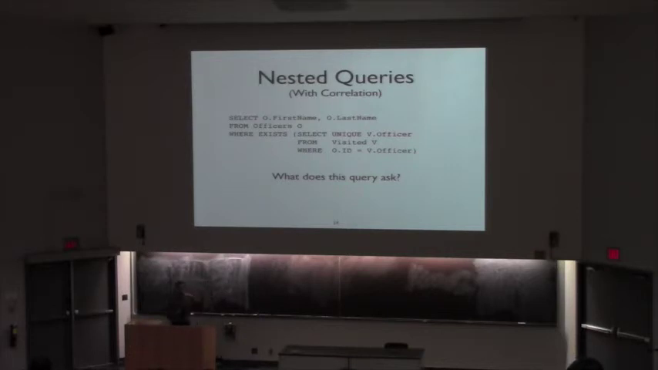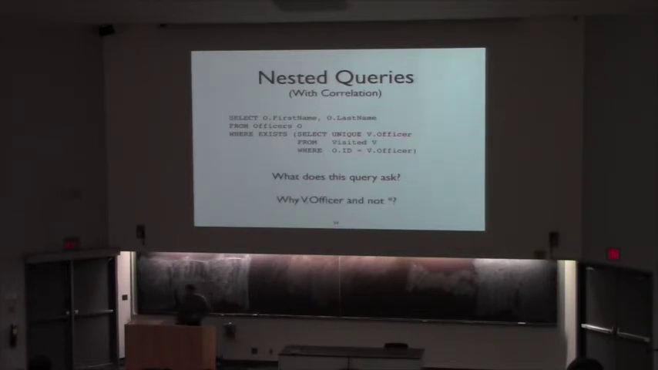All right, here's another one. What do you think this is asking? So unique is going to give us every tuple that occurs exactly once. So every officer that appears exactly once in the visited table is going to appear in there. And we're looking for every instance of that particular OID in relation to the OID of the outer officer. So we're basically looking for all officers that have visited exactly one planet.